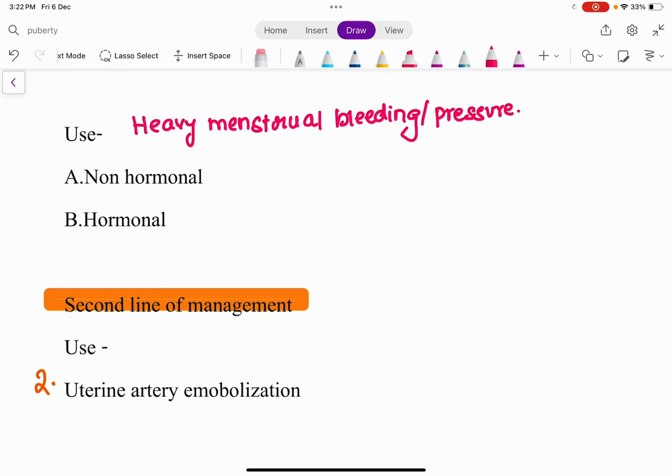So the first line management, that is the medical management, is mainly concerned with decreasing the amount of bleeding in that female and relieving the pressure symptoms. With what kind of drugs and what sort of actions can you achieve this? In order to decrease the amount of bleeding, you have to give some hormonal or non-hormonal treatment to her. At the same time, you have to decrease the size of the fibroid, only then will the pressure symptoms be relieved.